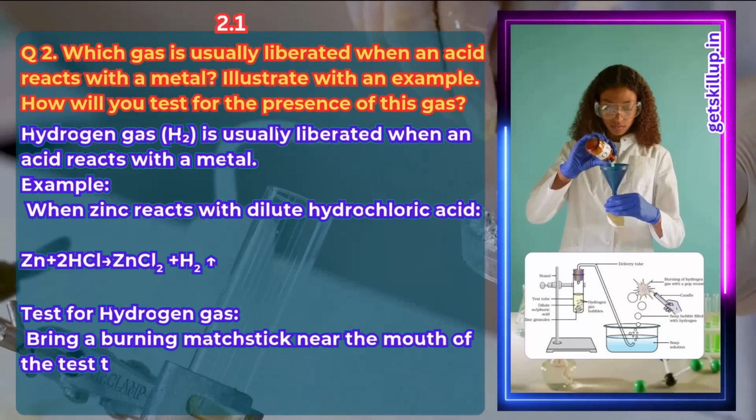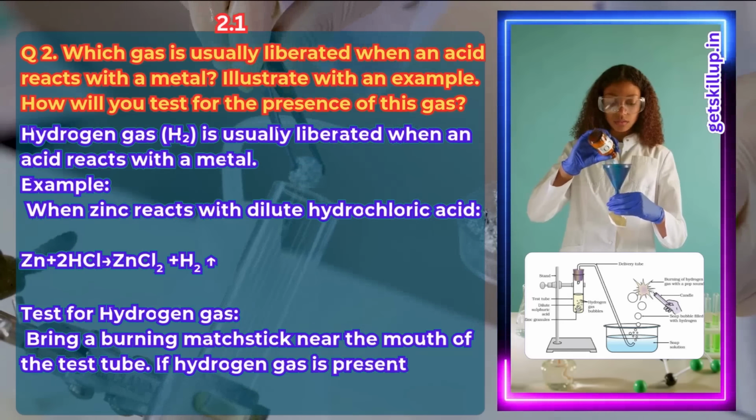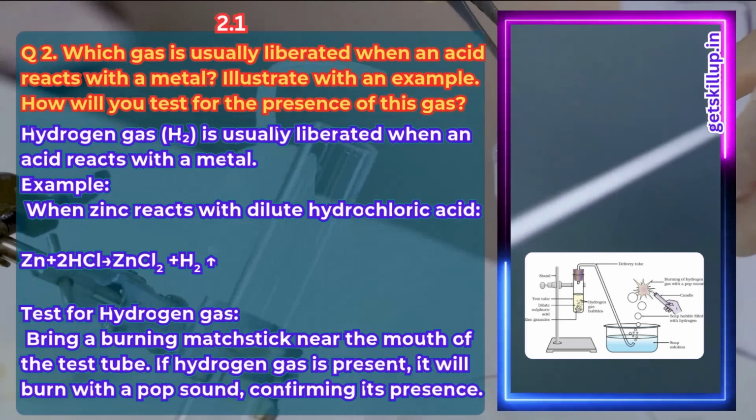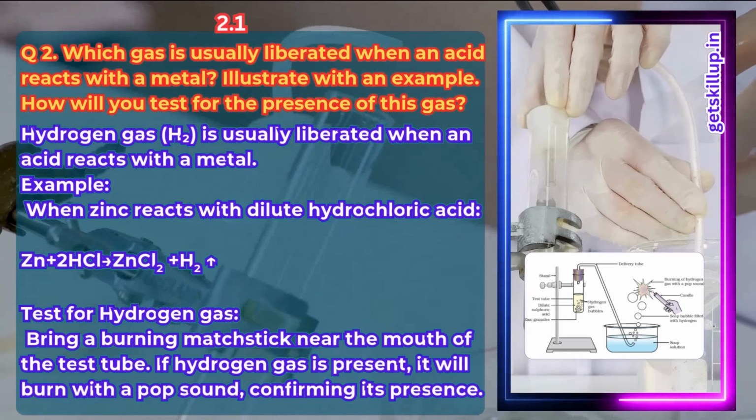Test for hydrogen gas. Bring a burning matchstick near the mouth of the test tube. If hydrogen gas is present, it will burn with a pop sound, confirming its presence.